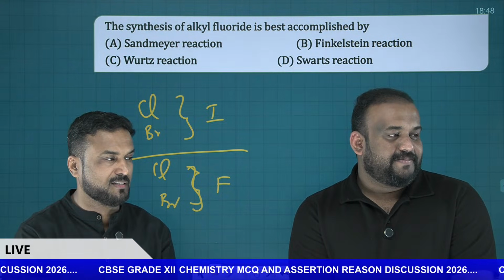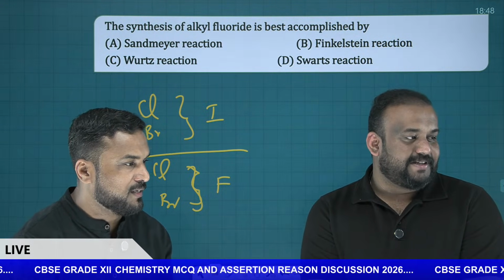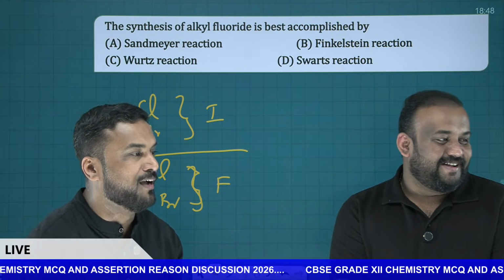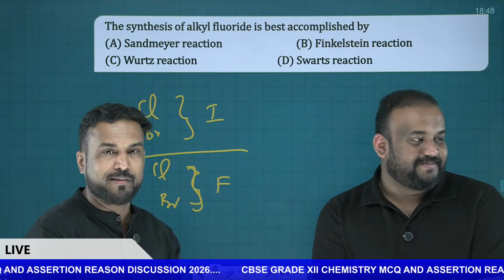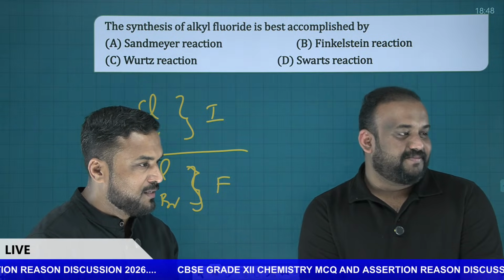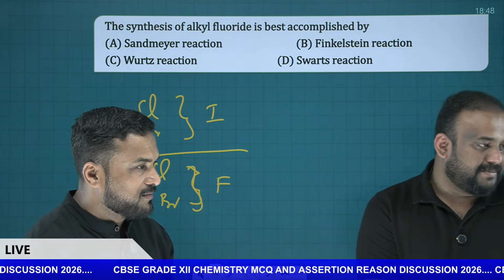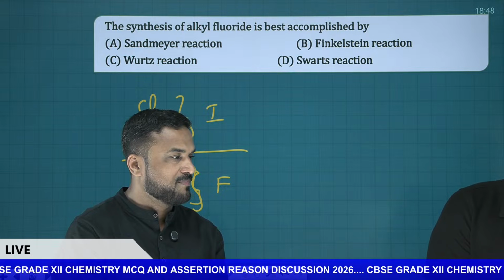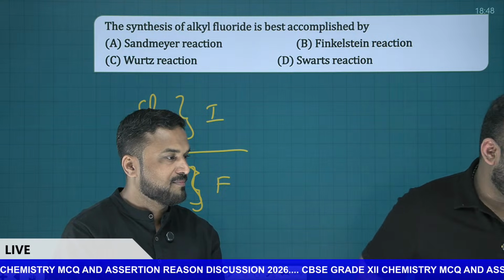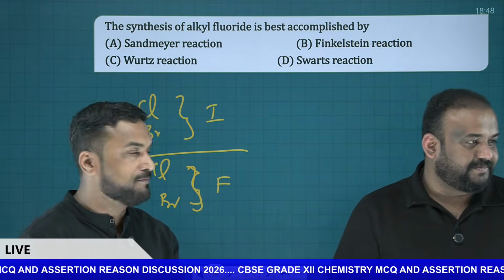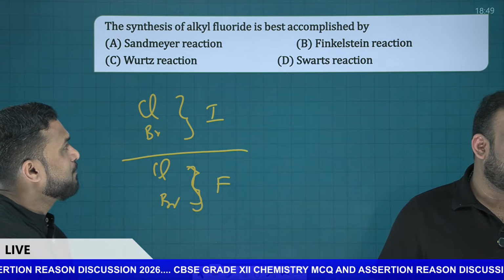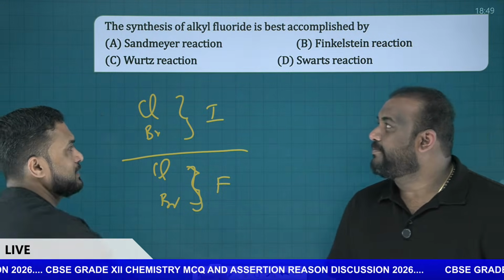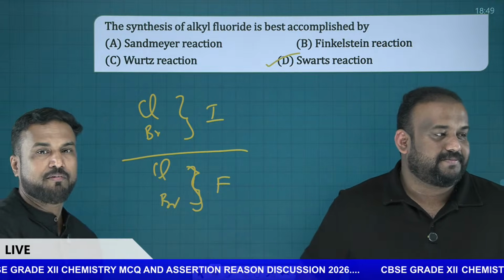Name reactions are very important from this chapter. Now I think they are very confident. Finkelstein and Swarts, they are repeatedly asking. All of them are answering correctly. Okay, fine. So the correct answer is which one? Fluorides. Fluoride means it's the Swarts reaction, no doubt. It's an easy one. We will go to the next one.